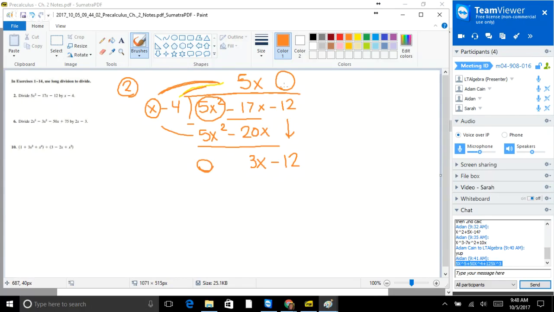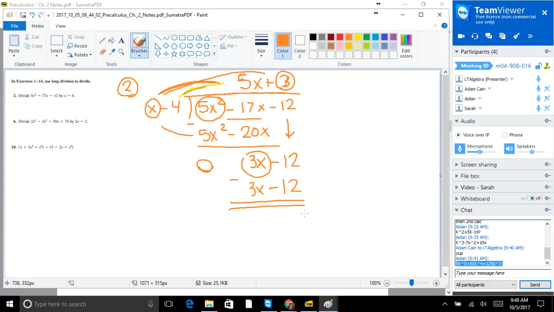Well, I have a 3x down here, and I have an x over here. So if I multiply 3 times x, I will get 3x down here, right? 3 times x, and it needs to be a positive. 3 times x gives me 3x, and 3 times negative 4 gives me negative 12. And then when I go to subtract them, I get no remainder. So it divided perfectly.